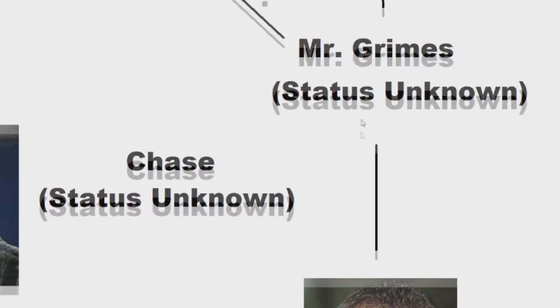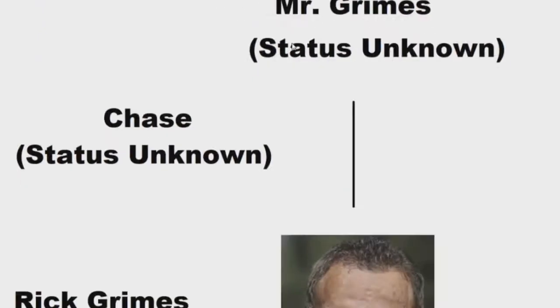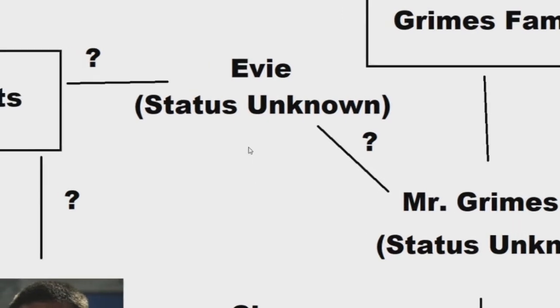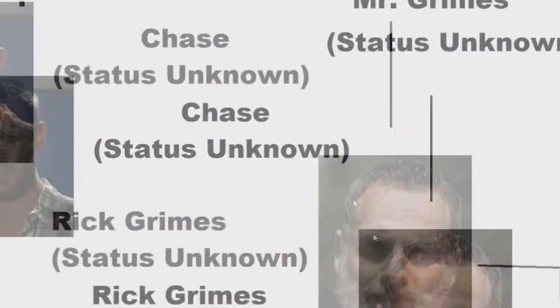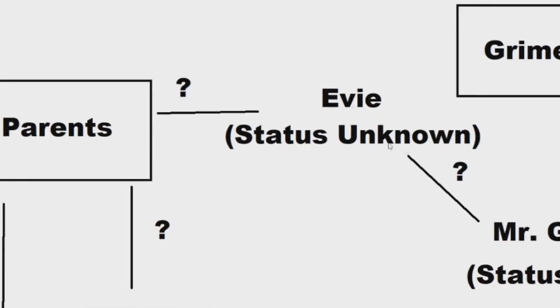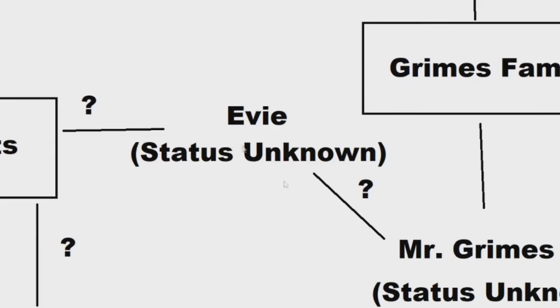Now, Rick Grimes potentially has a sister called Evie. Carl mentions an Aunt Evie, but we don't know whether this Evie is Rick's sister or Laurie's sister. So I've put her just in between the two, and again, we do not know if she is alive or dead, so that's where Evie is.